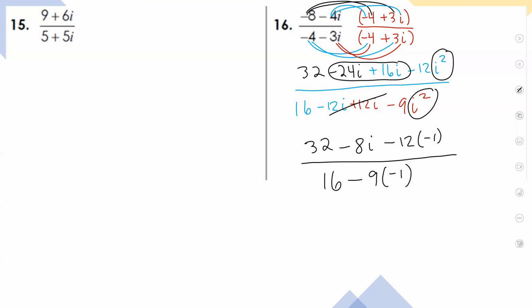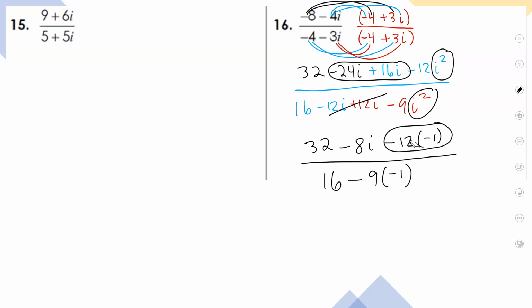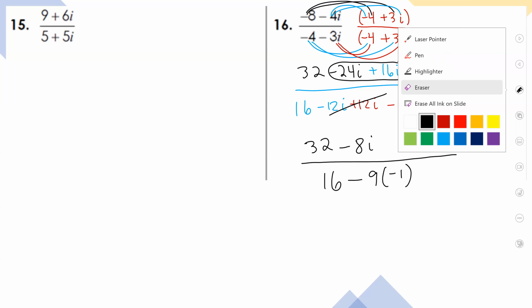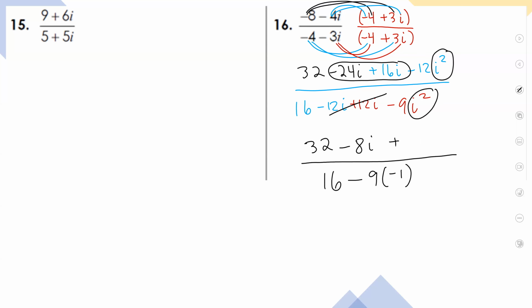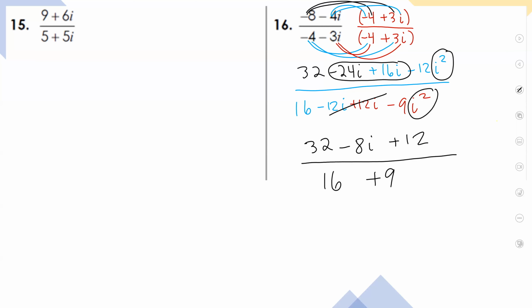I have negative 12 times negative 1. What's that? A positive 12. So I'm just going to erase this and put a positive 12. Yep, negative 9 times negative 1 will make a positive 9. So I'll just make this positive. Okay, so now we're just going to combine the real parts and the imaginary parts.